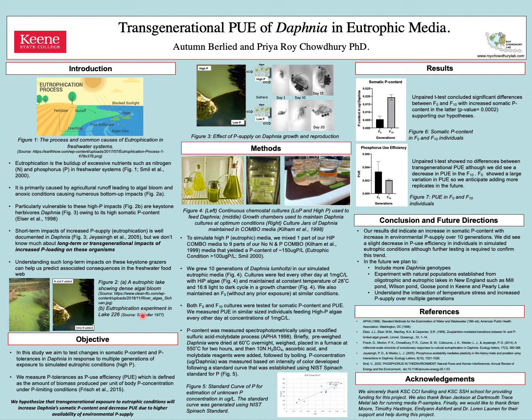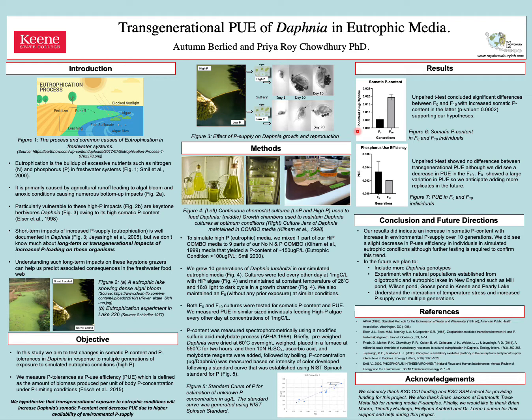So I wanted to test the impact of eutrophication on lake organisms over an extended period of time. In this study, Daphnia is my model organism. This is an example of a developing Daphnia. They are keystone grazers in freshwater systems. They consume algae, and they are also food to larger fish.